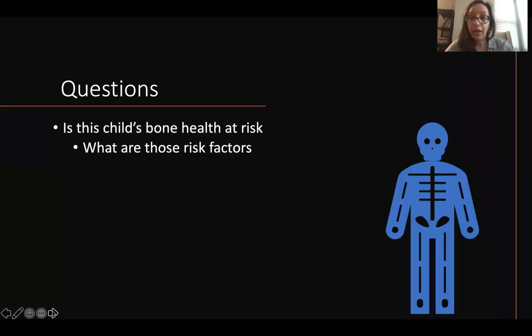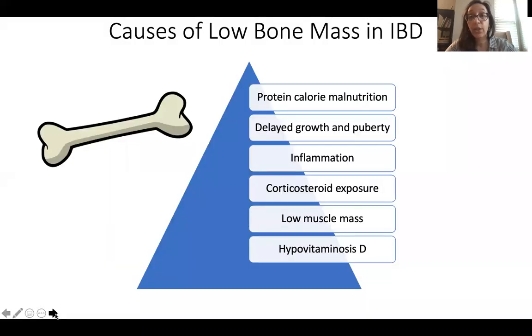So the first question was, is the child's bone health at risk, and what are the risk factors? The answer is yes. What are the risk factors? They include multiple ones. One is malnutrition, protein-calorie malnutrition, the fact that there's delayed growth and puberty, inflammation, which can directly and indirectly impair the function of osteoblasts, steroid exposure, low muscle mass, which leads to low lean mass, and of course, hypovitaminosis D. There are possibly other factors, but these are the main ones.